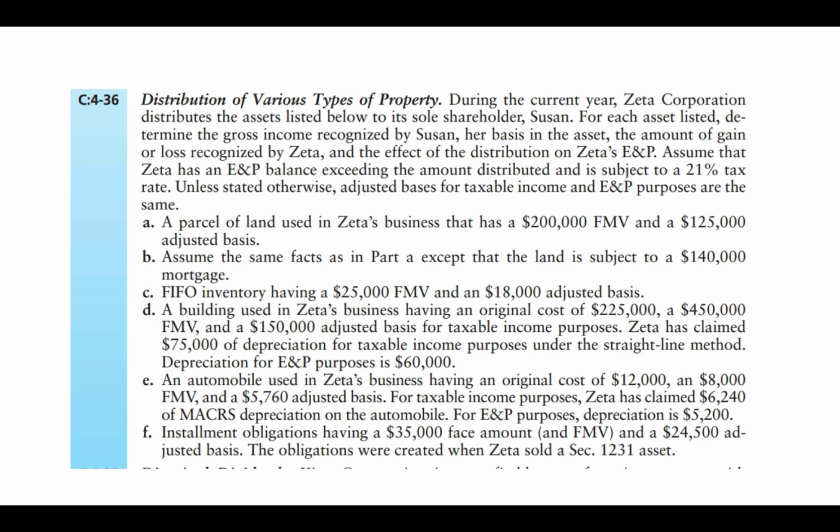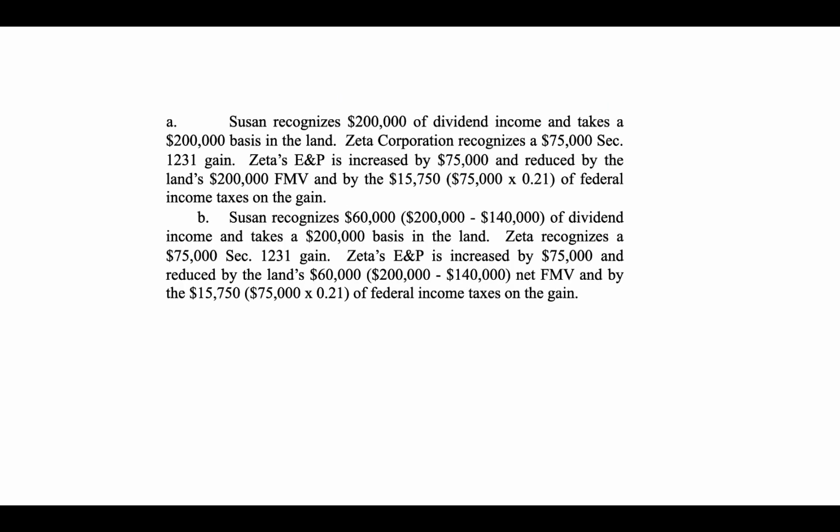All right, Part B, same facts as in A, except now the land is subject to a $140,000 mortgage. So that changes things a little bit, right? Now, there's $60,000 of dividend income, and she's going to have a $200,000 basis in the land.